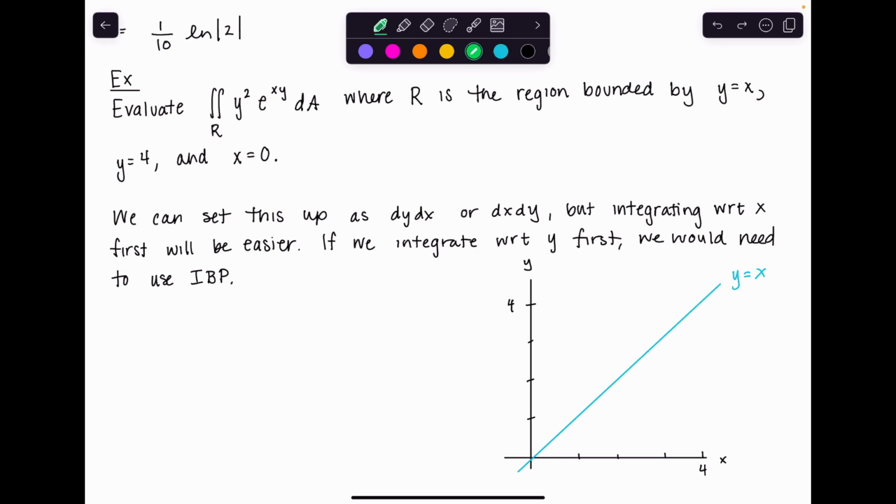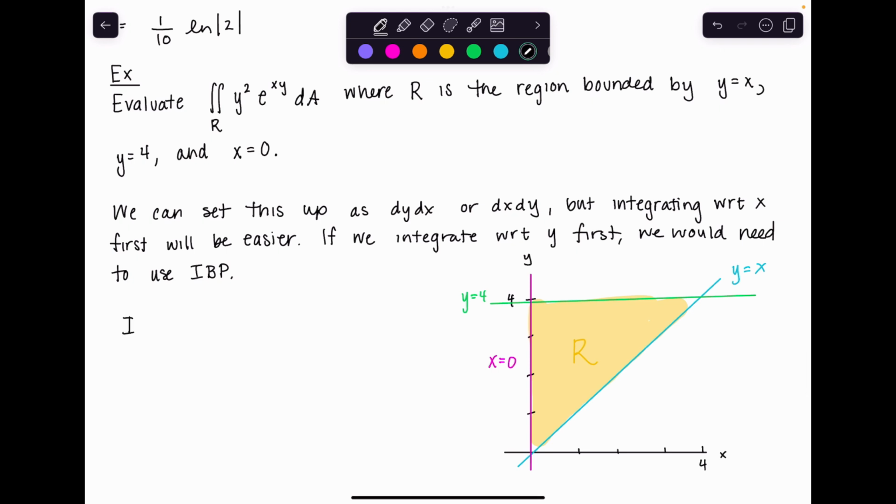Then we've got y equals 4, which is a horizontal line. And then we have x equals 0, which is just the y-axis. So the only thing that gets bounded by these three things is this triangular region. So here is R. So our integral, just copying it down, and then we'll figure out these bounds.